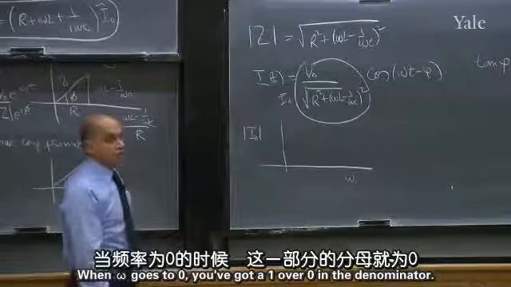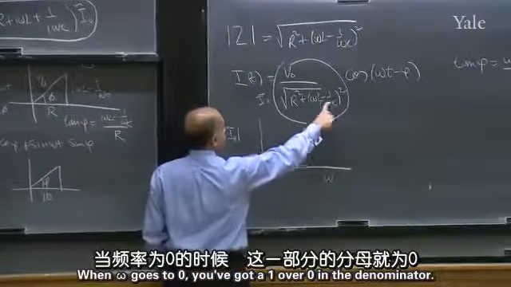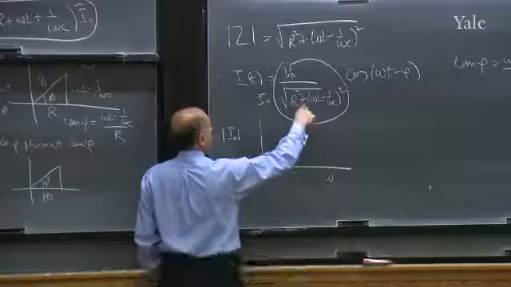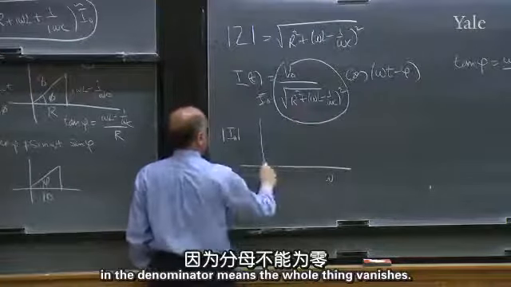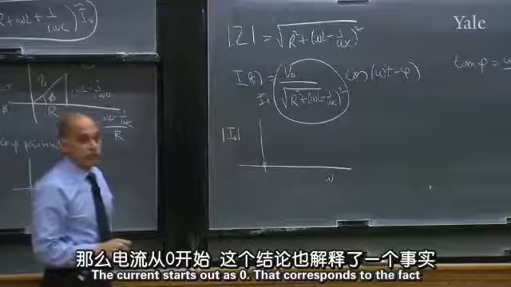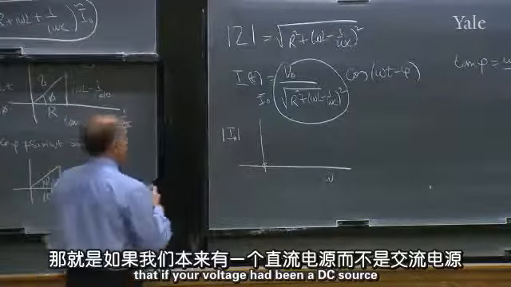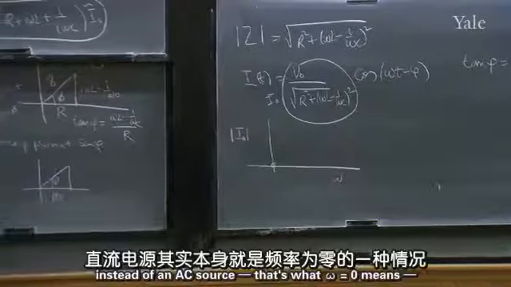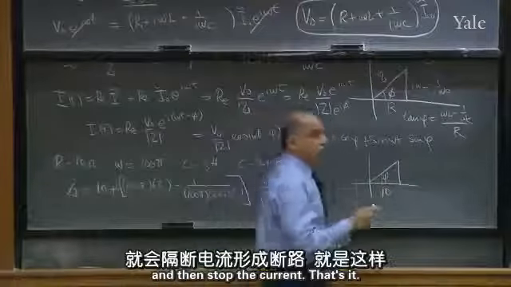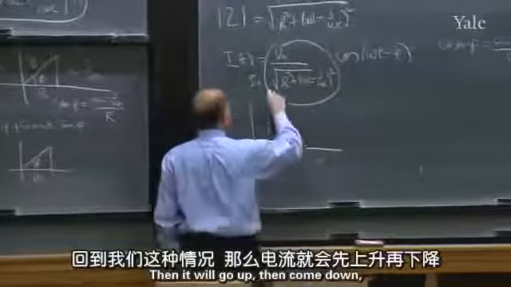When omega goes to 0, you get a 1 over 0 in the denominator. That's going to beat everything. And 1 over 0 squared in the denominator means the whole thing vanishes. The current starts out as 0. That corresponds to the fact that if your voltage had been a DC source instead of an AC source, that's what omega equal to 0 means. The capacitor will charge to some point and then stop the current. That's it. Then it will go up.